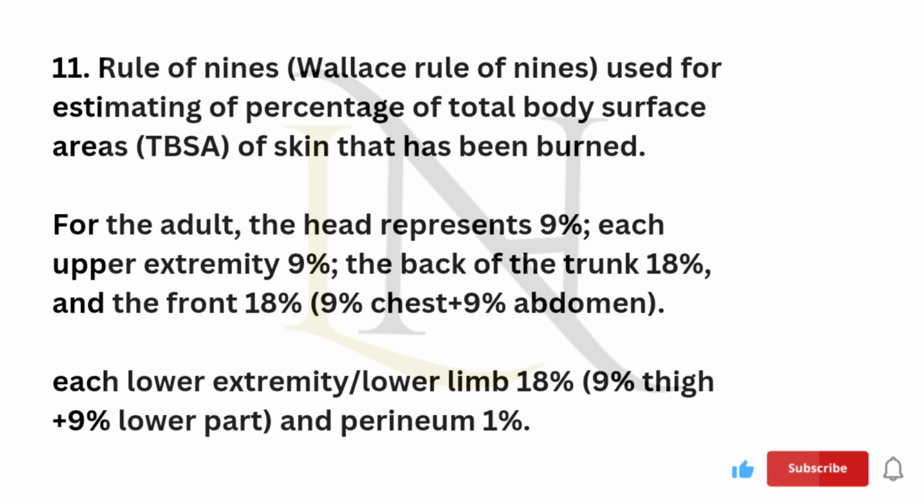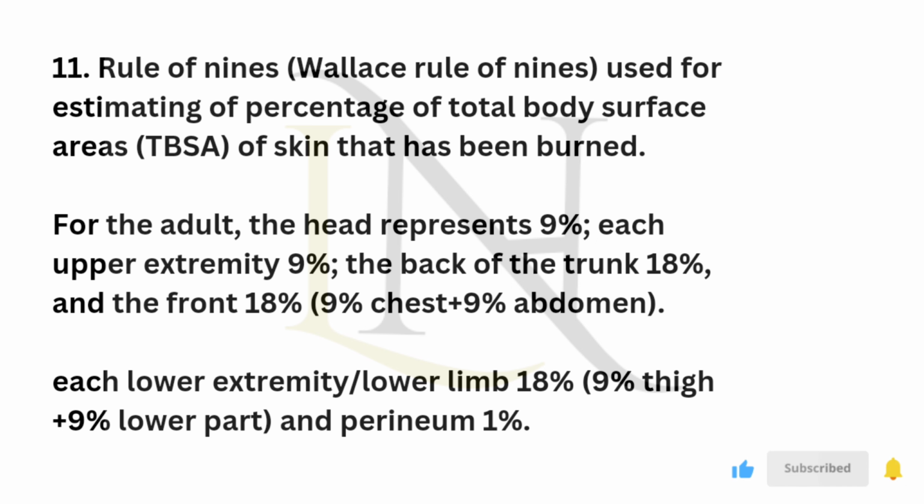For the adult, the head represents 9% and each upper extremity is 9%, the back of the trunk 18% and the front of the trunk 18%. So, 9% chest and 9% abdomen, and each lower extremity, lower limb, is 18%. Each lower limb is 18%. Thigh part is 9% and below knee is 9% and perineum is 1%. Total body surface area is 100% in adults.